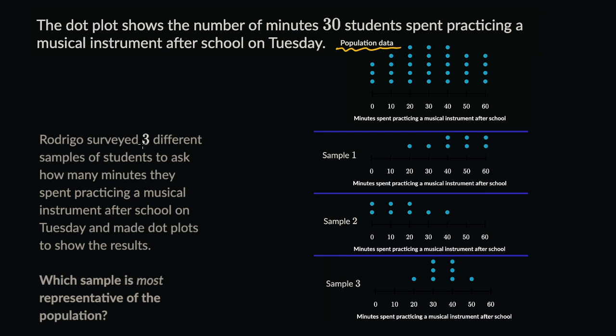Then they say Rodrigo surveyed 3 different samples of students to ask how many minutes they spent practicing a musical instrument after school on Tuesday, and made dot plots to show the results. Which sample is most representative of the population? So once again, he's taking samples of the actual population of 30 students. And you can see here there's fewer dots in this. This one has 1, 2, 3, 4, 5, 6, 7, 8. So it looks in every case he took a sample of 8 of the 30. And so which one is most representative?